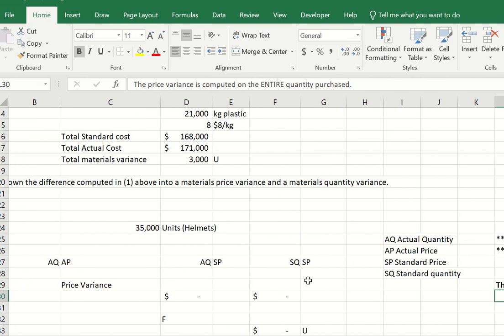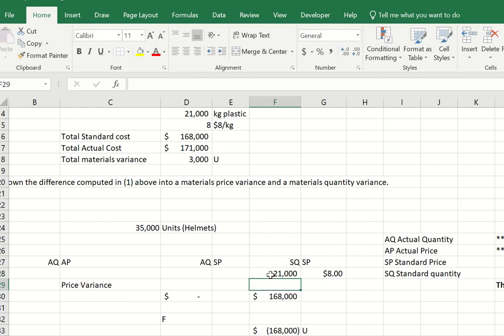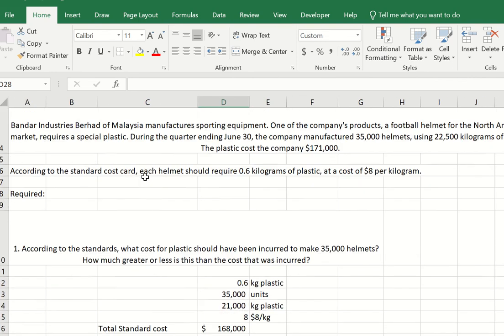So the standard price was $8. And then the standard quantity was 0.6 times the number of units, which was 35,000 units. So remember, I can't just have 0.6 here. That doesn't make sense for a quantity. I'd have to times it by the number of units, 0.6, and we're making 35,000 helmets. Standard quantity, 21,000. Actual quantity, what did they actually use to make these helmets?